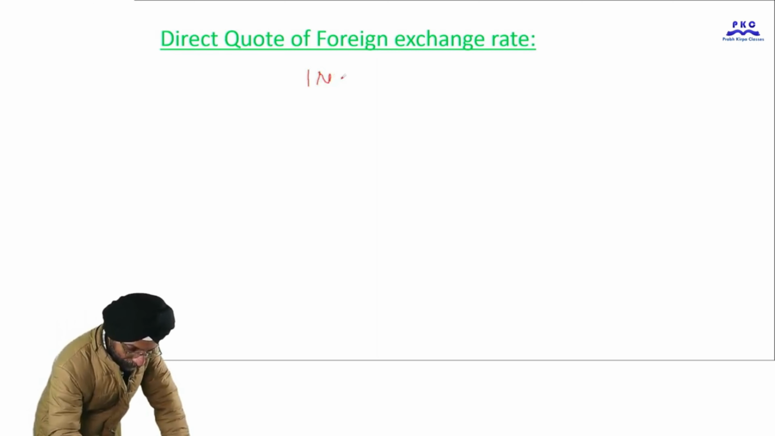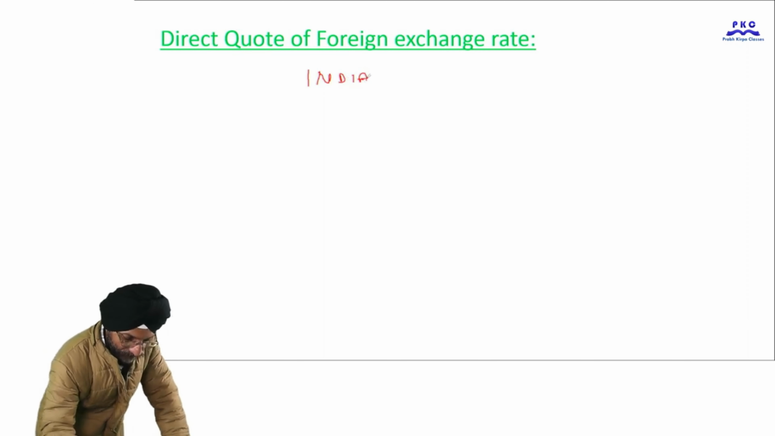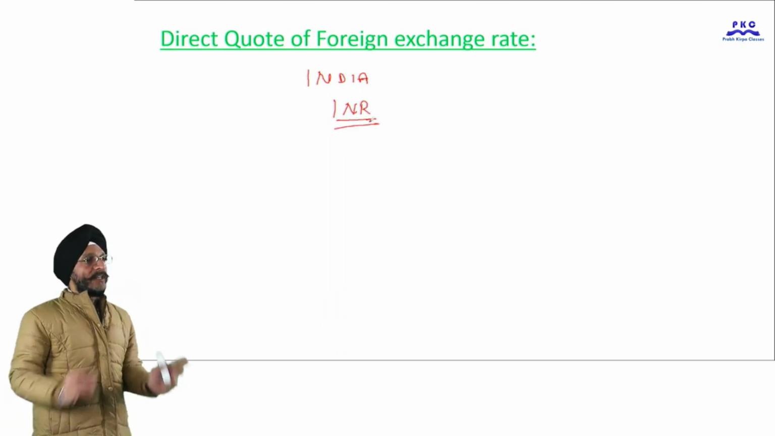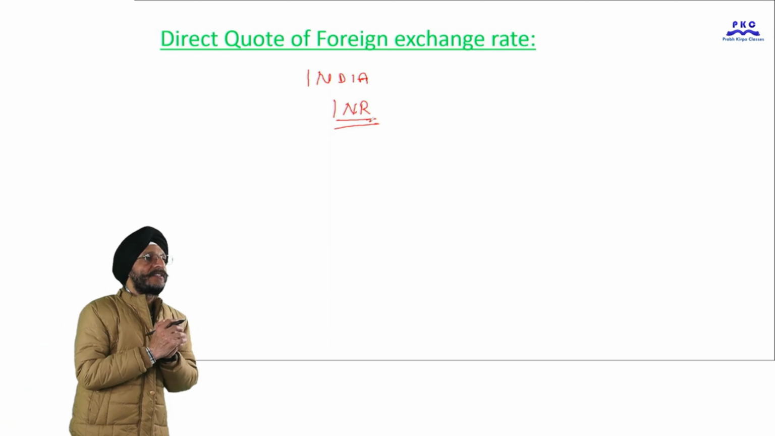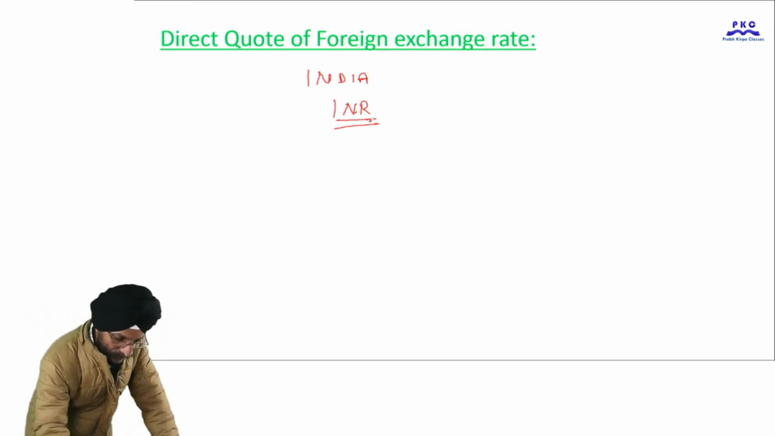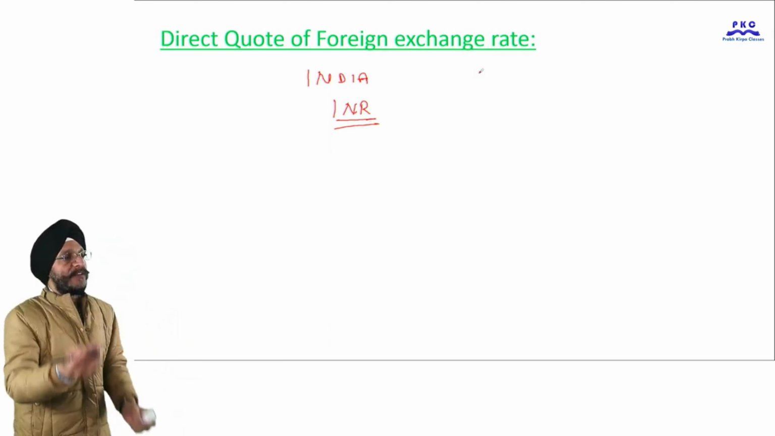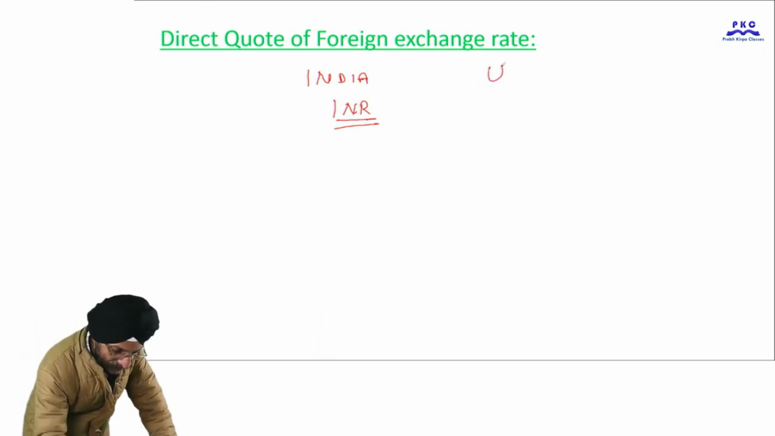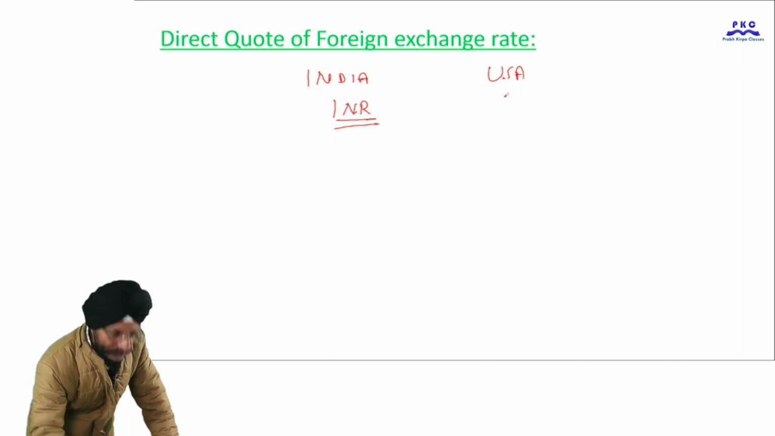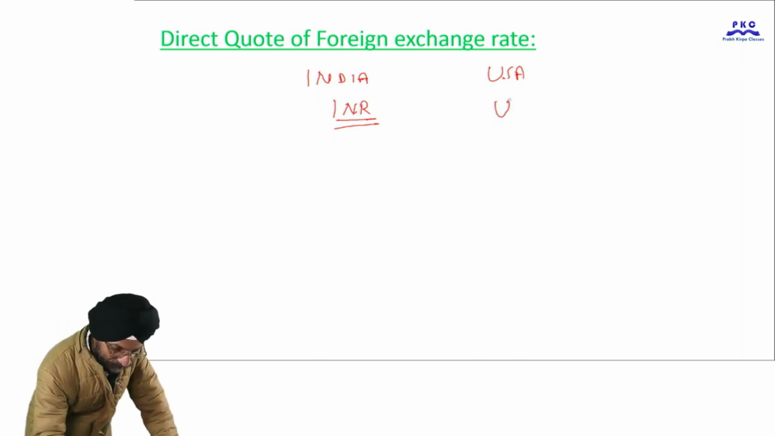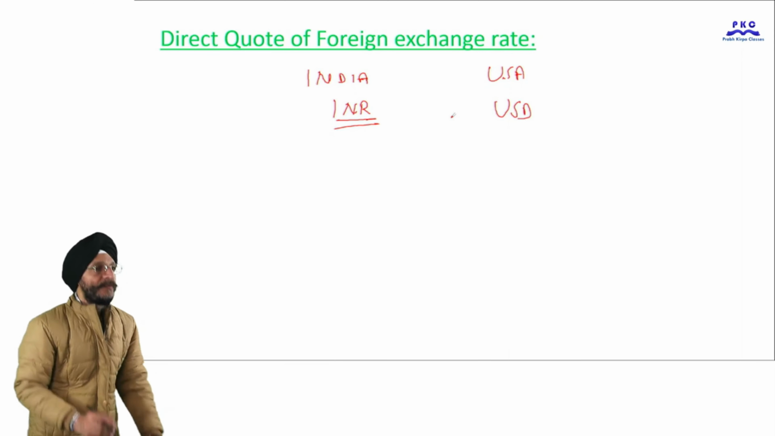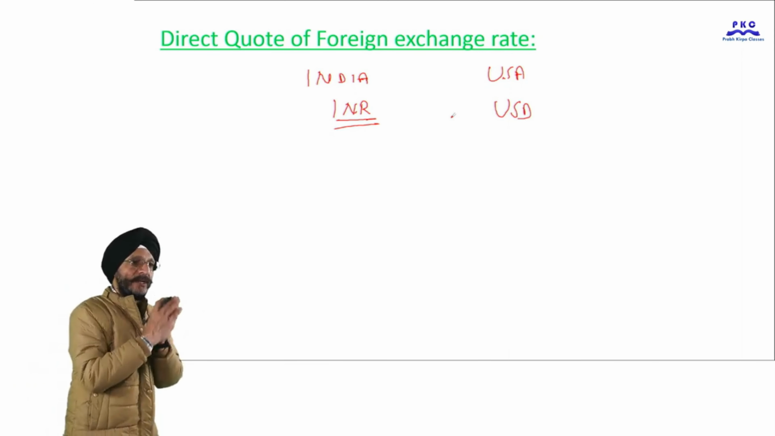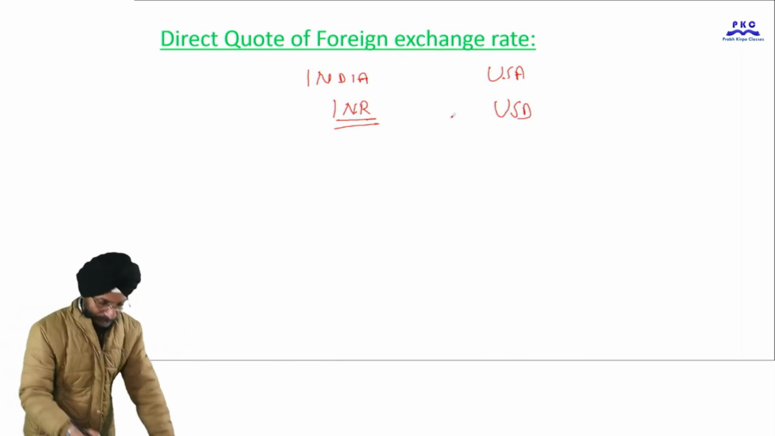We are from India, and here the legal tender, the domestic currency, is the Indian rupee. We want to visit some other country, say USA, and the currency of USA is the US dollar, which is a foreign currency for an Indian.